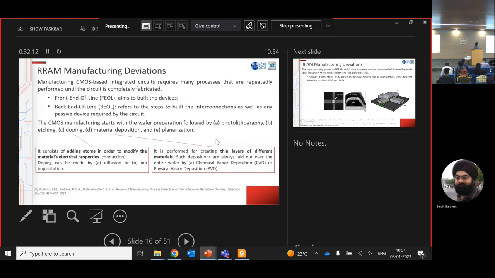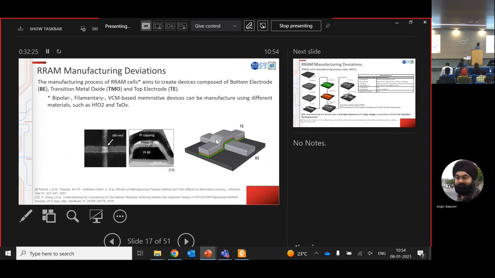Just to understand, the memristive device is usually manufactured at the back end of the line. So after you have manufactured the CMOS technology, you are going to manufacture the memristive device on top of the wafer. So this is the memristive device that you are considering here, that you are analyzing in terms of the manufacturing process step by step. The main goal is to create a device composed of a bottom electrode and a top electrode. And in the middle, we have this capping layer and the transition metal oxide, the TMO here.